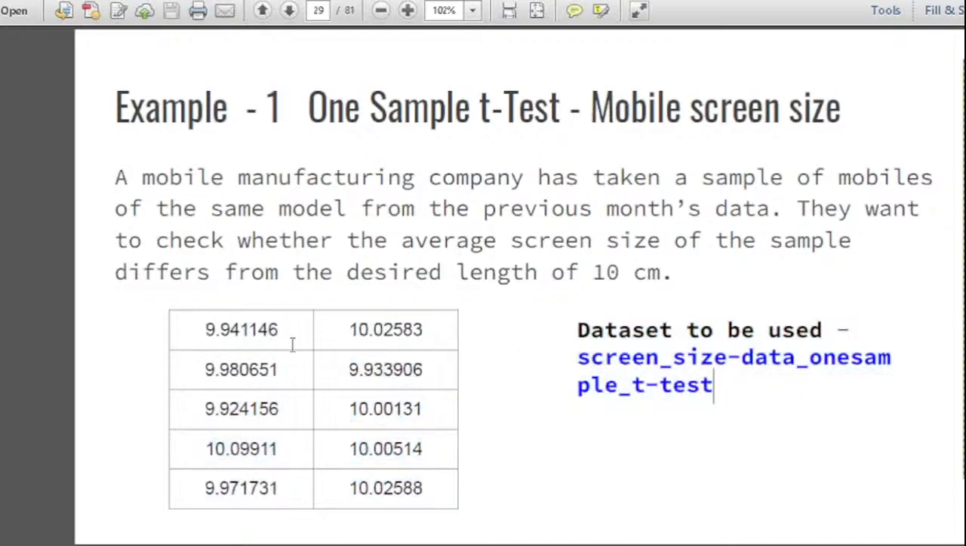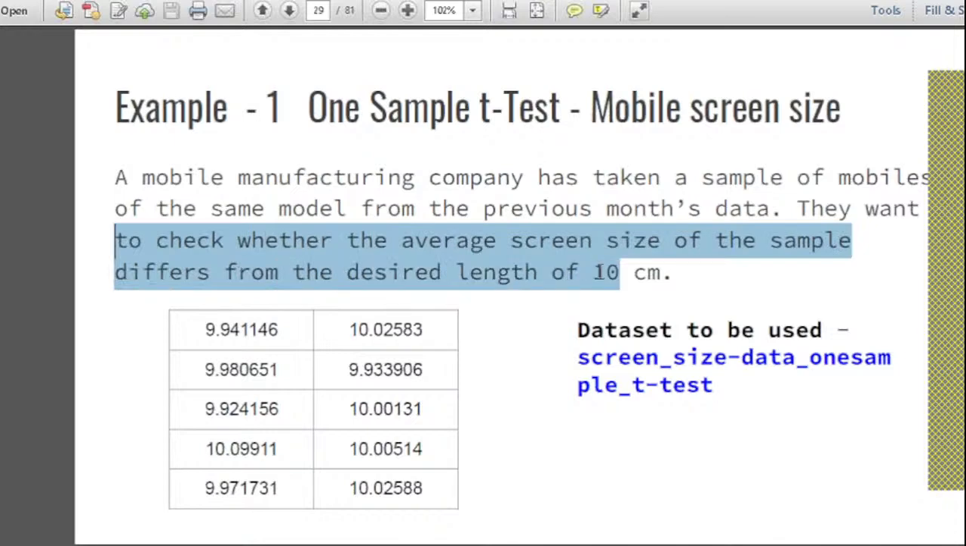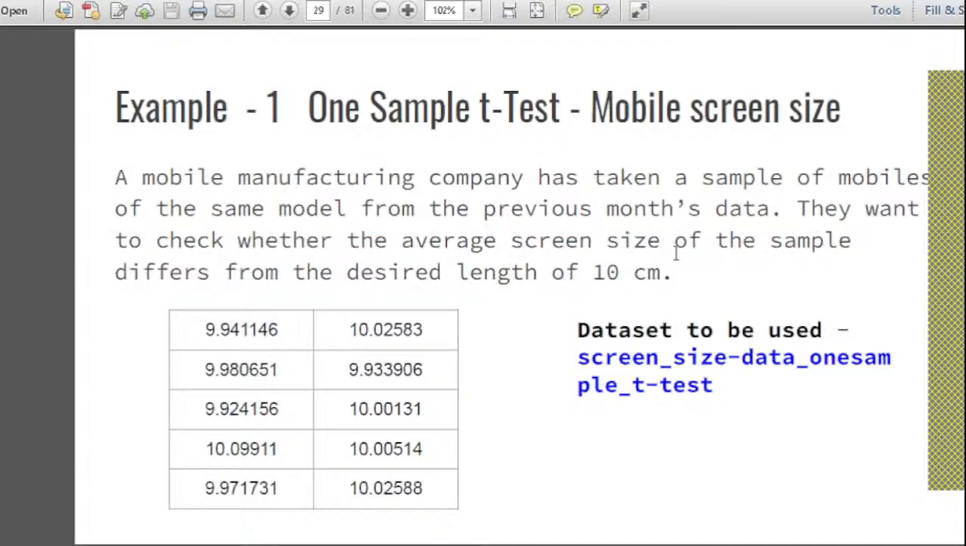Clear? Okay, so now can you tell me first of all, is this a one tail test or a two tail test? Read the question and tell me. Okay, two tail, right? Those who are saying one tail, can you tell me why one tail? What we have to check is whether the average screen size of the sample differs from the desired length. Yes, exactly. Ram, differs. When you say differs, it means it is not equal to 10, different from 10, right?